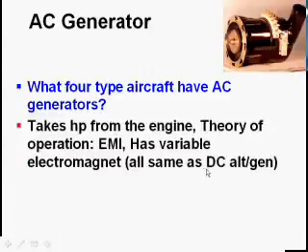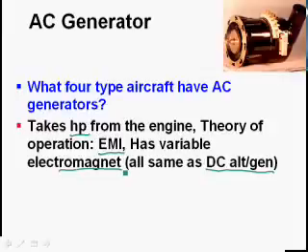Just like a DC generator or alternator, it takes horsepower from the engine. That makes sense. It's an energy conversion device. We need lines of flux crossing conductors for electromagnetic induction, a variable electromagnet so we control the amp output.